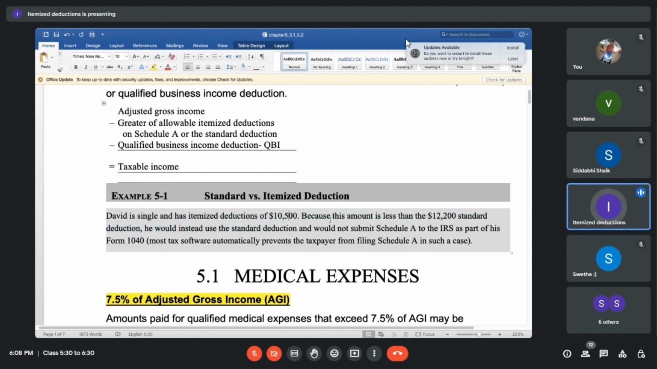Why will they have a problem? They'll say, fine, pay more taxes. We don't care.